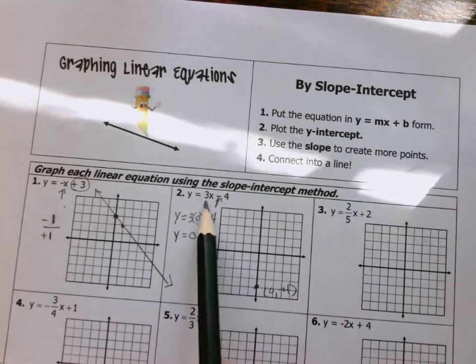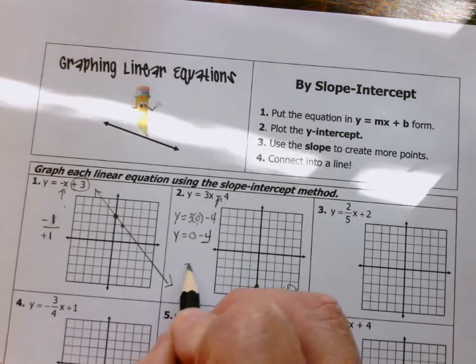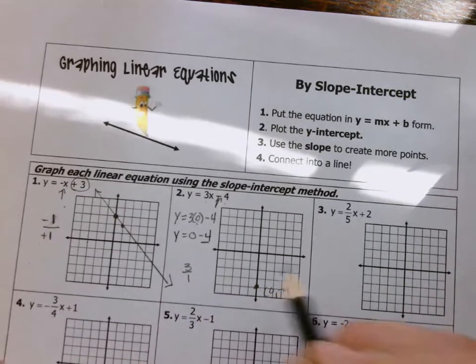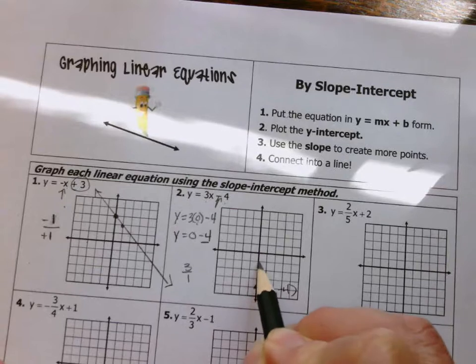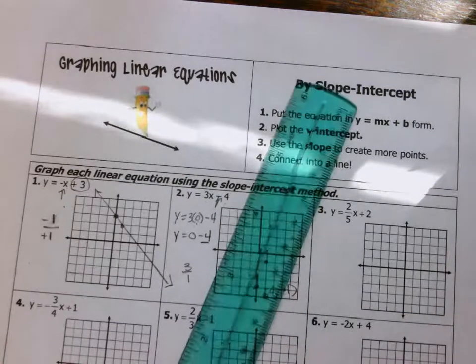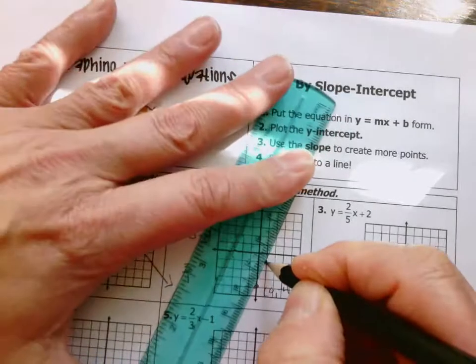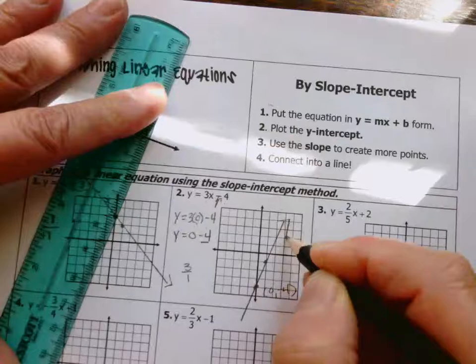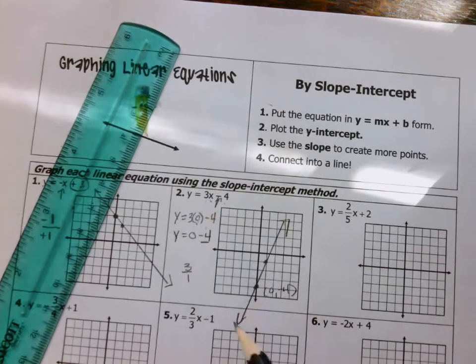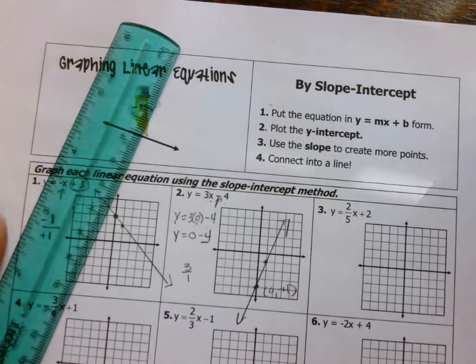My slope is 3, which means I go up 3 for every 1 unit I go over. So I can simply count 1, 2, 3, and 1. And there is my second point that I need to graph this line. My reasonableness test says I should have a pretty steep positive slope, and my line looks like it's right. So it passes my reasonableness test.